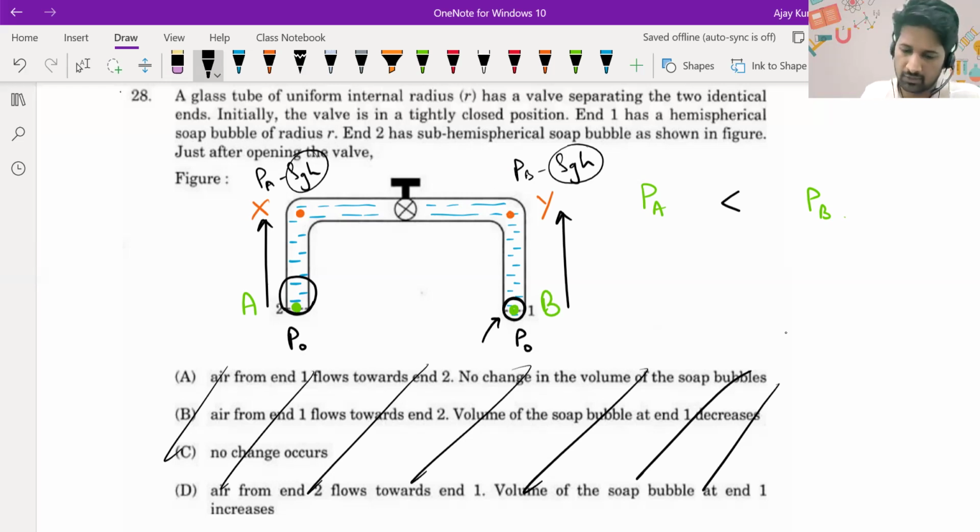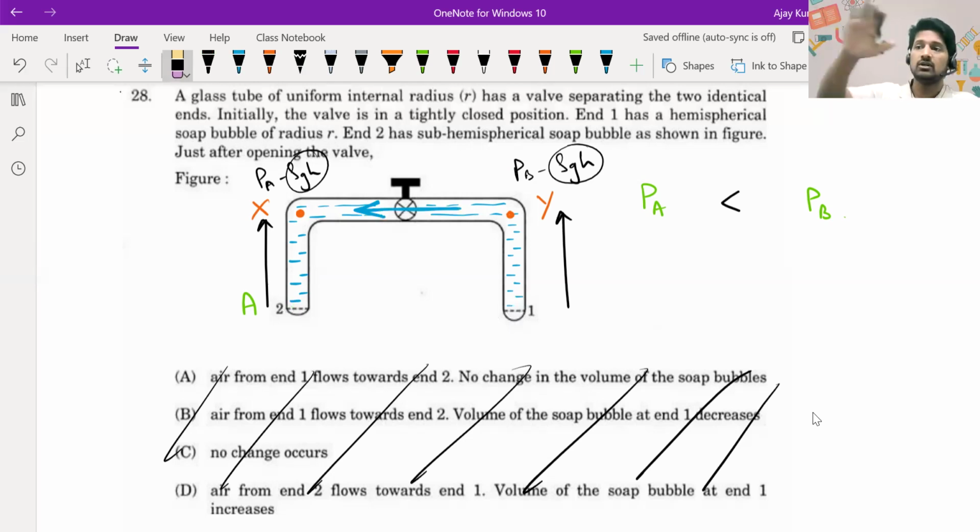That's all. Therefore, if the valve is opened, the liquid is going to flow to the left from Y to X. Now, if that happens, what happens to the drops that are hanging? Now, if you observe, the drop hanging on the left side is smaller than the drop hanging on the right side.